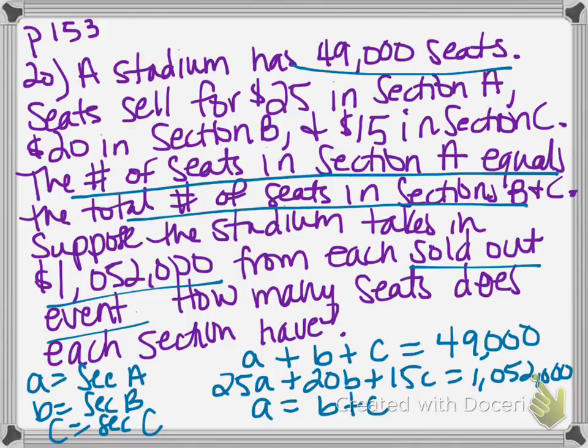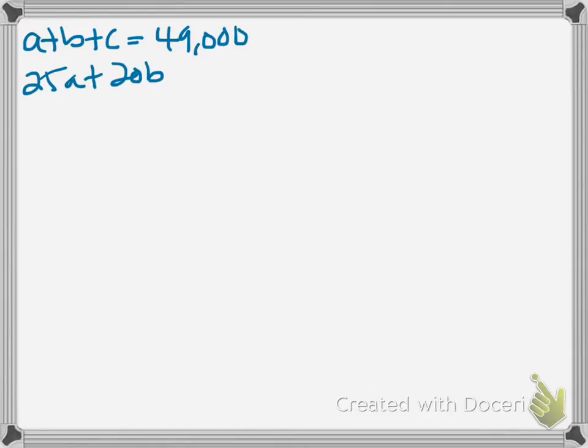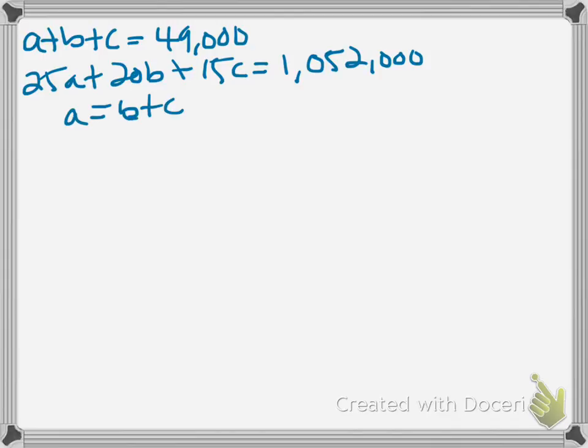So now I just need to go about solving, and that's when you need to decide, am I going to do substitution or am I going to do elimination? So I am going to go ahead and do substitution mainly because I've got A equals B plus C. Okay, so let me rewrite our problems here. A plus B plus C equals the 49,000. I have 25A plus 20B plus 15C equals 1,052,000. And then A equals B plus C.